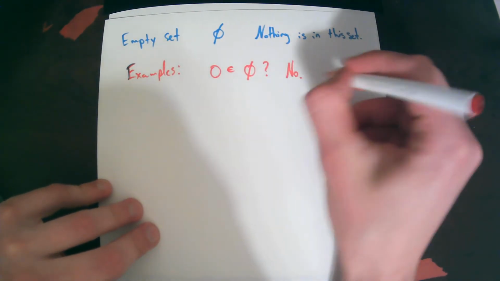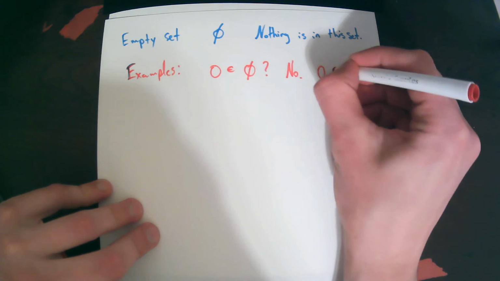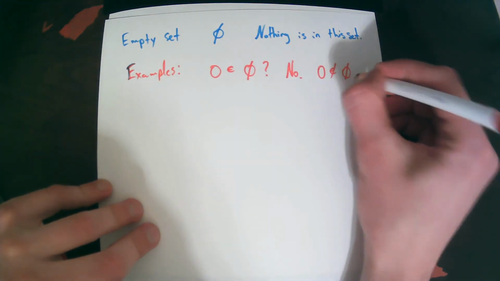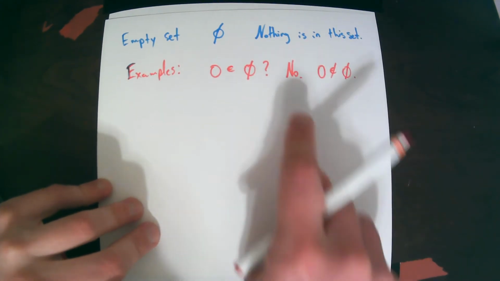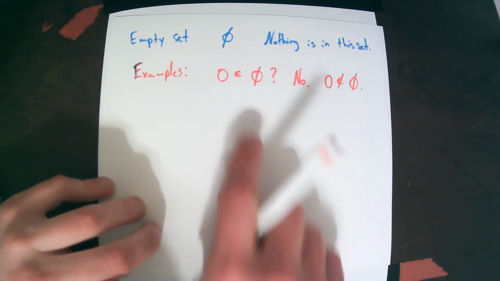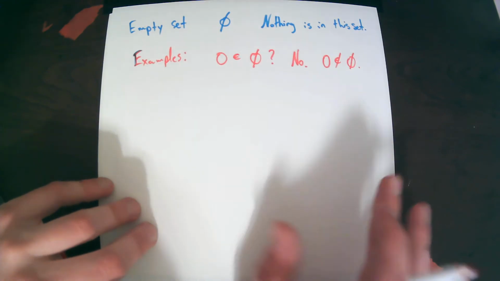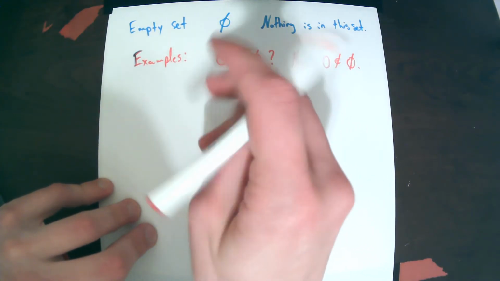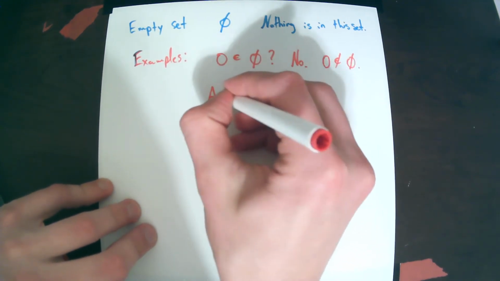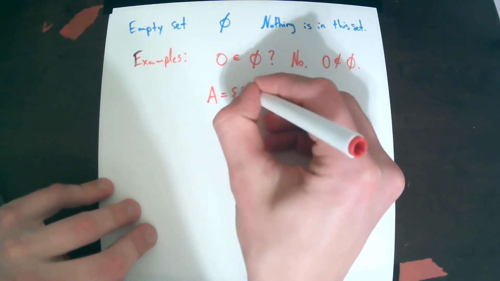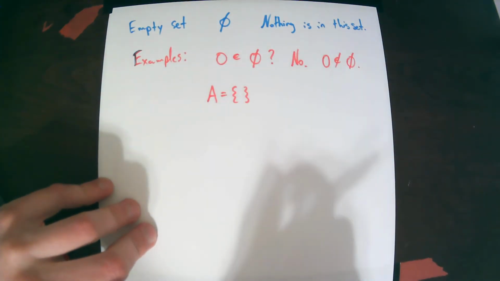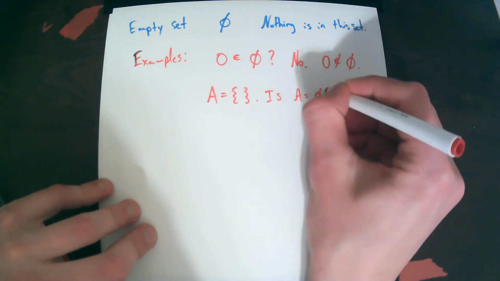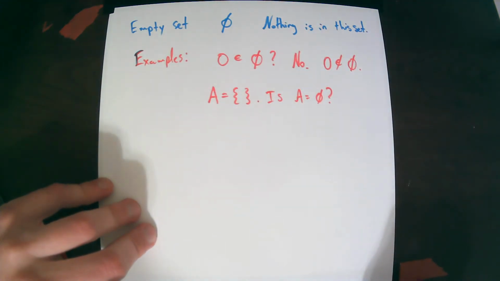So the proper way to say this, I could say no. More completely, I could say 0 is not an element of the empty set. This would be true. This is a true statement. So it was false, and now I've made it true. So 0 is not in the empty set. Let's say the set A is equal to that, with nothing in there. Is A equal to the empty set? Yes.